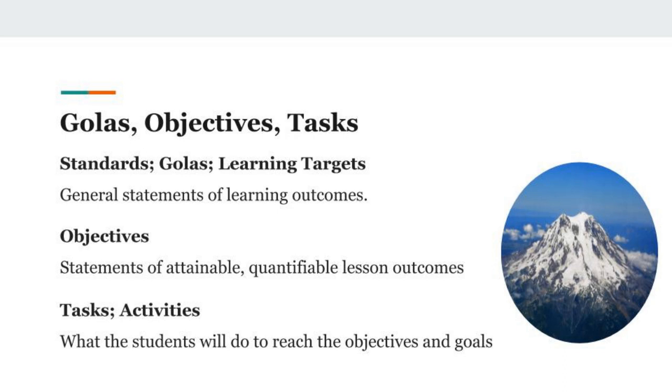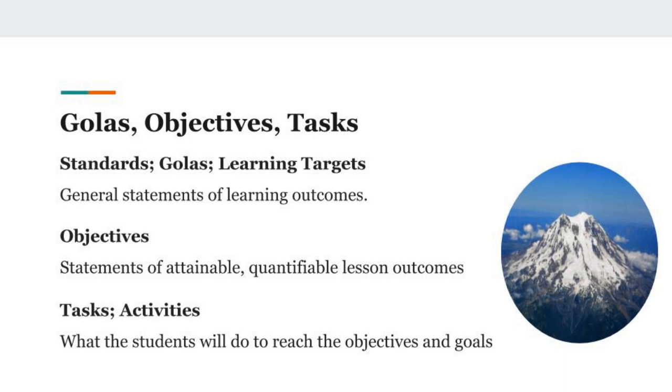All right, let's define some terms. Standards, goals, or learning targets are general statements of learning outcomes. They are the broad targets we teach to. They are long-term plans. We know, for instance, based on Common Core state standards, what competencies our students will have acquired at the end of each grade, or what competencies our students have achieved at the end of the elementary school or the secondary school.